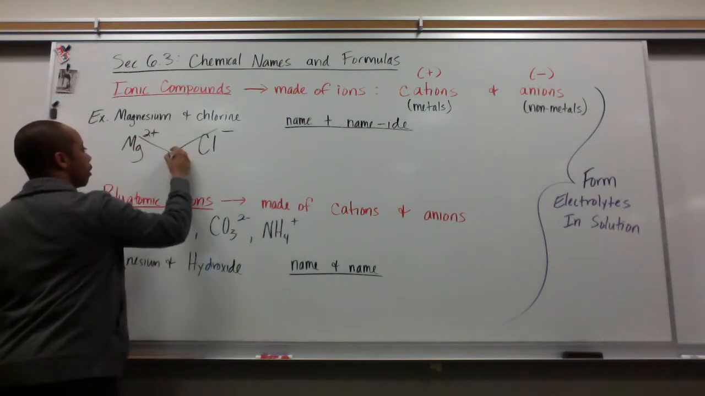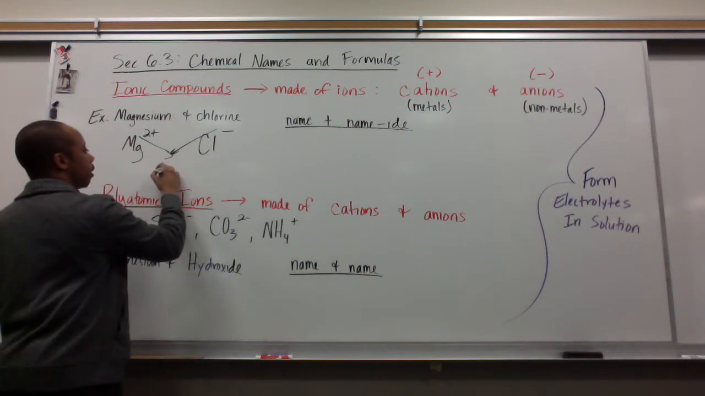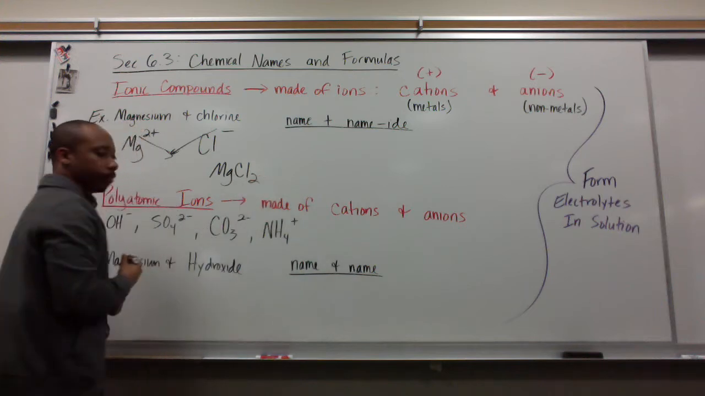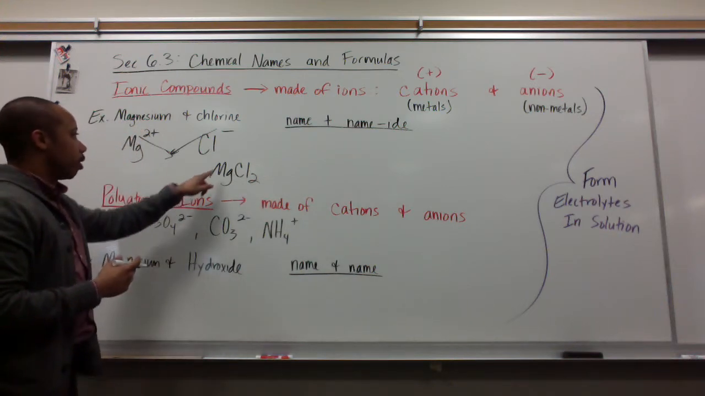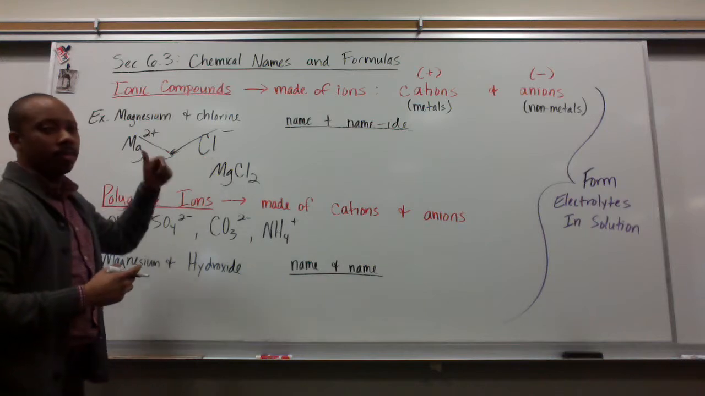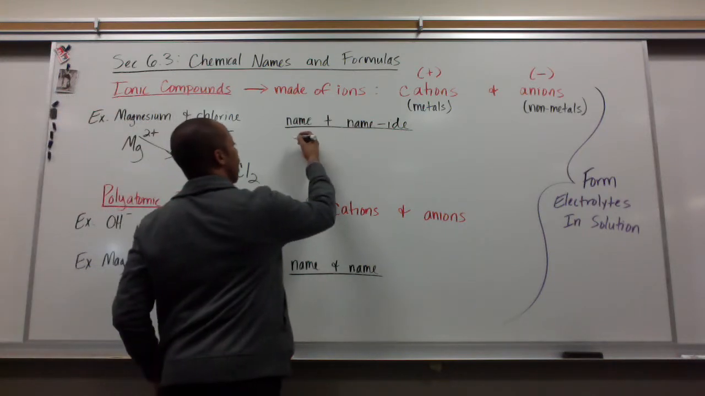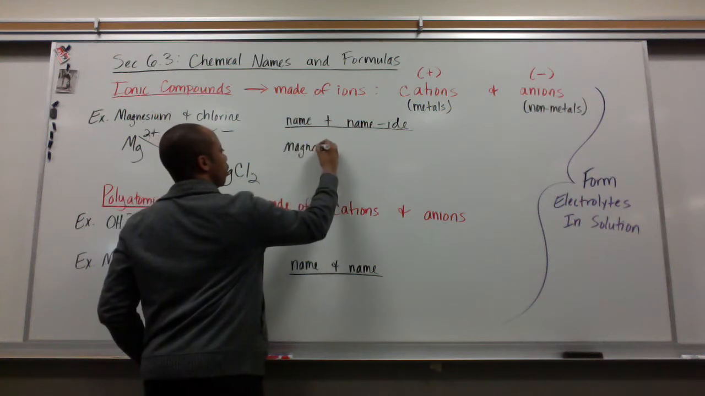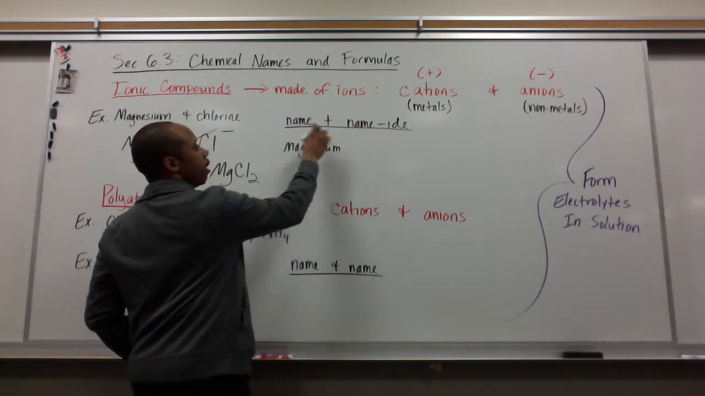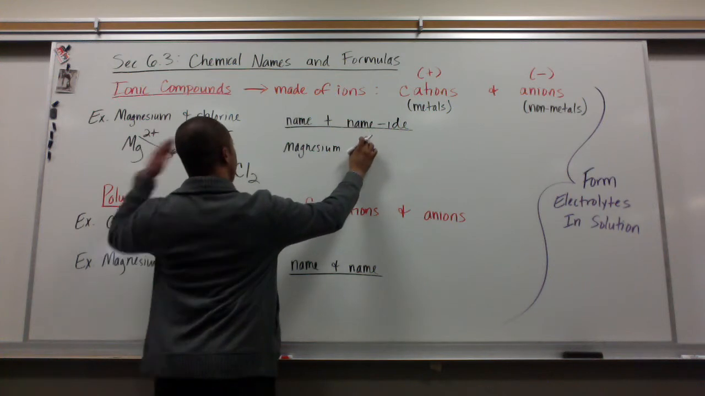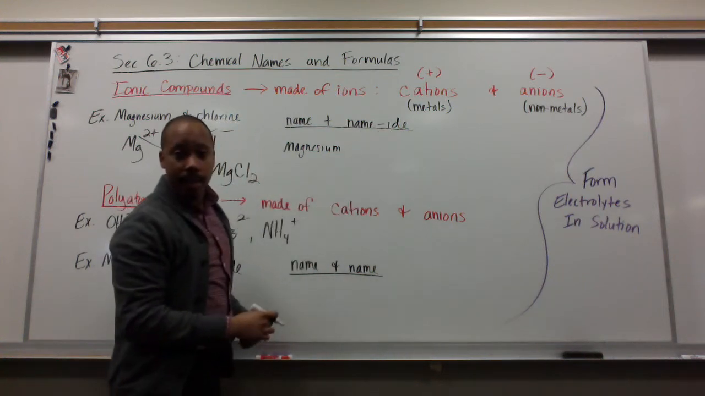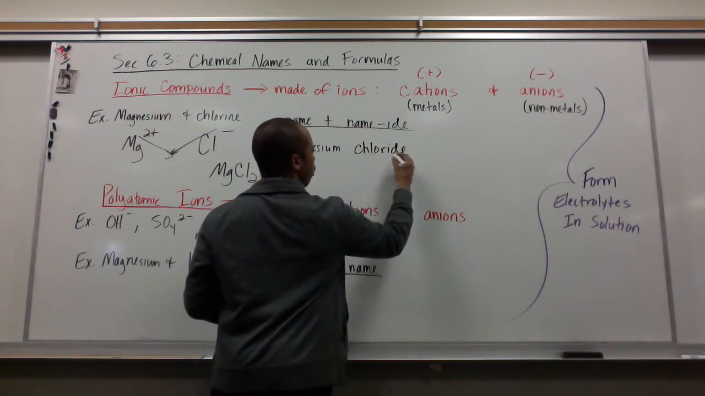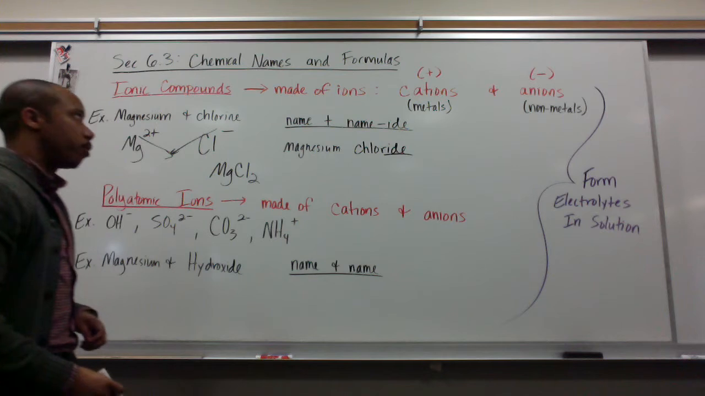Do the crossover method and we get, I'll draw it over here, MgCl2. So 1 goes to the Mg, 2 goes to Cl. That should be reviewed. When we name this, we name it the first name of my cation, which is magnesium, just its name. And then we add to it the name of my second atom with an IDE ending. So chlorine goes to chloride, magnesium chloride. That's how we would name that.